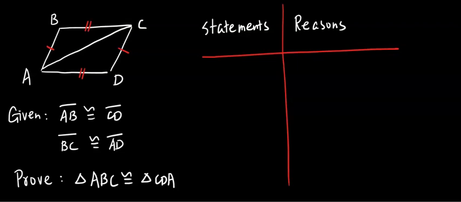All right, let's do a proof together. It is given segment AB is congruent to segment CD and segment BC is congruent to segment AD. We can also look at the diagram: 1, 1 and 2, 2. We want to prove two triangles.